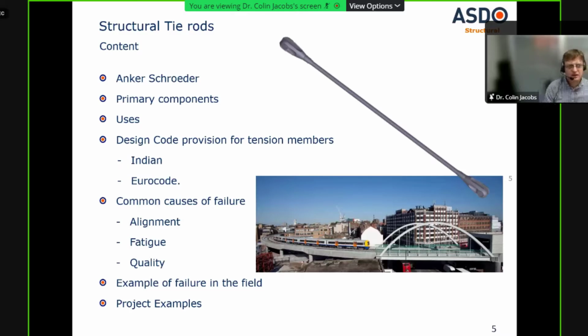So today's content: a bit of background to Anker Schroeder, what the primary components are that we're talking about, and what uses we have for structural tie rods. Then some design code information, part of the Indian code, but mainly, being a European company, we're more specialist in the Eurocode. Some common causes of failure we see with tie rods, and how we can help you as engineers design out some of these causes and mitigate any risks you may have. We've got a brief example of quite a famous failure in the field. Then I'll go through some project examples.